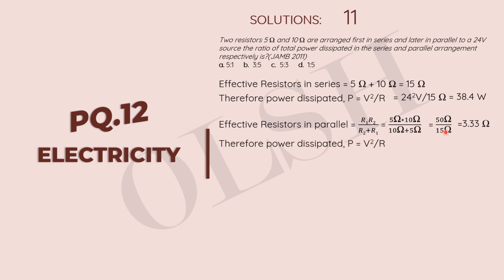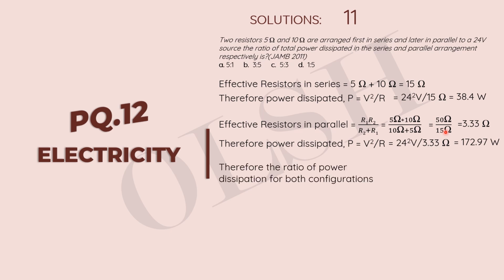We now find the power dissipated in the parallel network. So V squared over R, that's 24 squared over 3.33 ohms, and we have our answer to be 172.97. We now try to get the ratio of the power dissipated for both of them. So if we divide 38.4, which we had here, by 172.97, obviously we're going to have 1:5 as our answer, because this 38.4 will go into this 172.97 5 times.